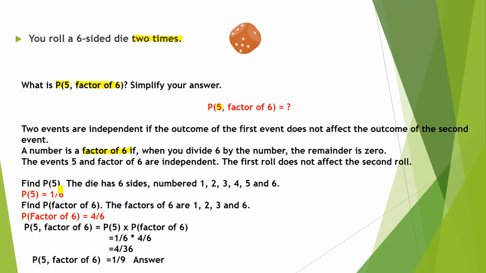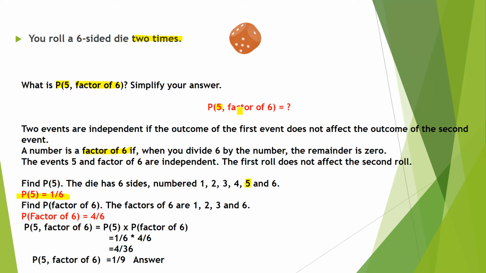First we have to find the probability of 5. The die has 6 sides: 1, 2, 3, 4, 5, 6. Out of these 6 outcomes, there is only one chance that 5 may come. So the probability of 5 is 1 by 6.